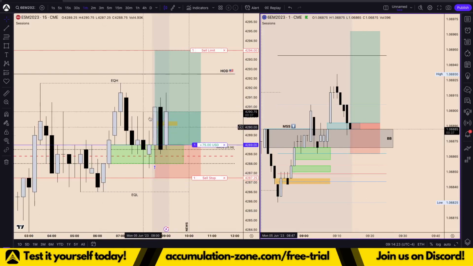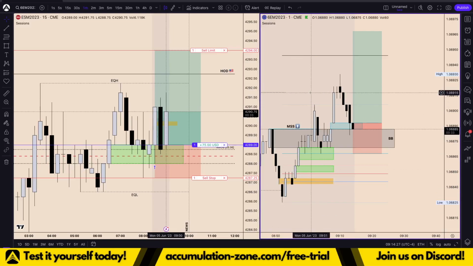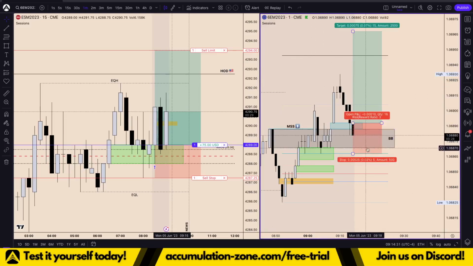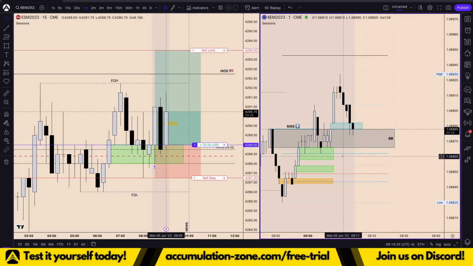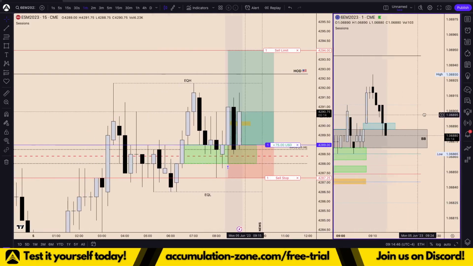I'm not going to take it. I'm already in my setup right here, and I theoretically missed this breaker block entry to the upside, even though I would get a re-entry opportunity here. But if we break those two lows, we're already shifting market structure bearish. So okay, I want to focus on the S&P for now.